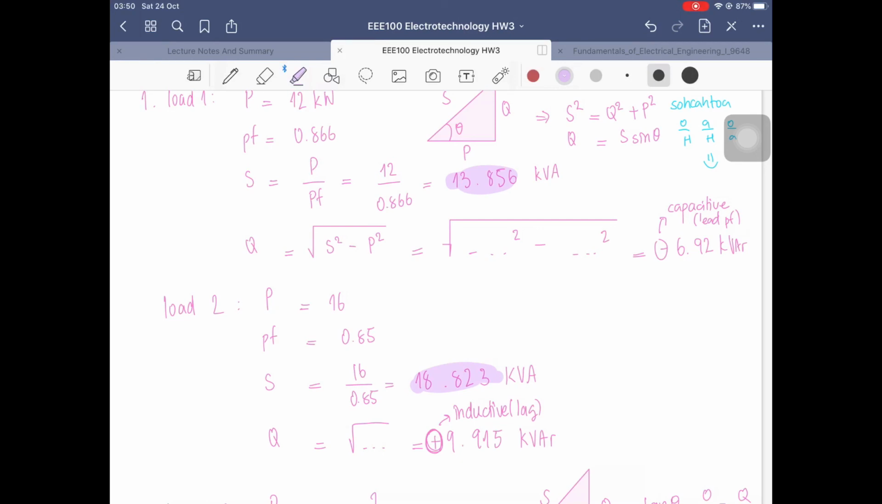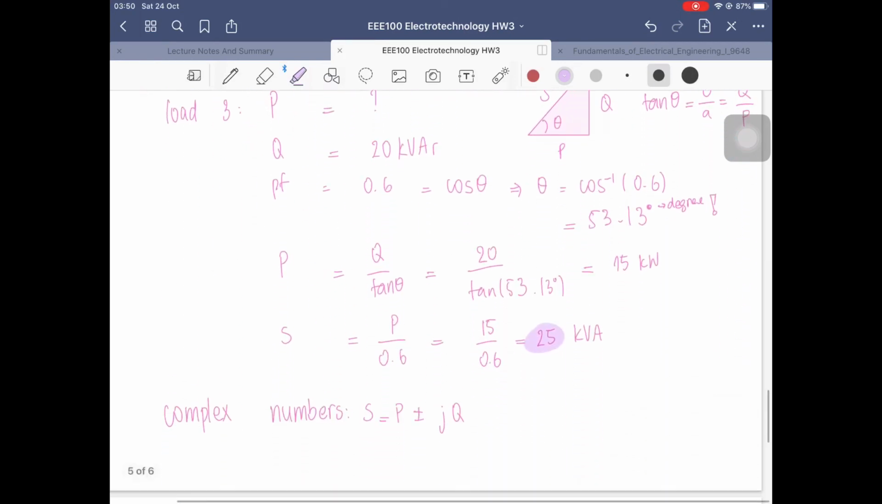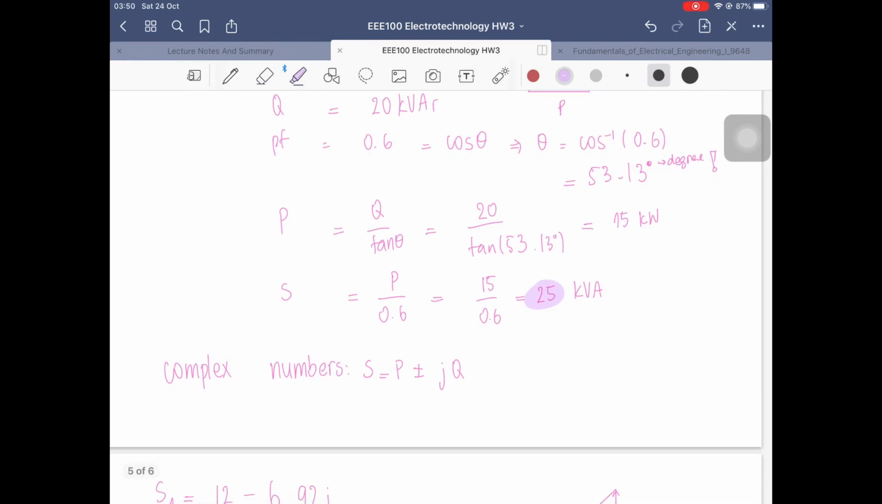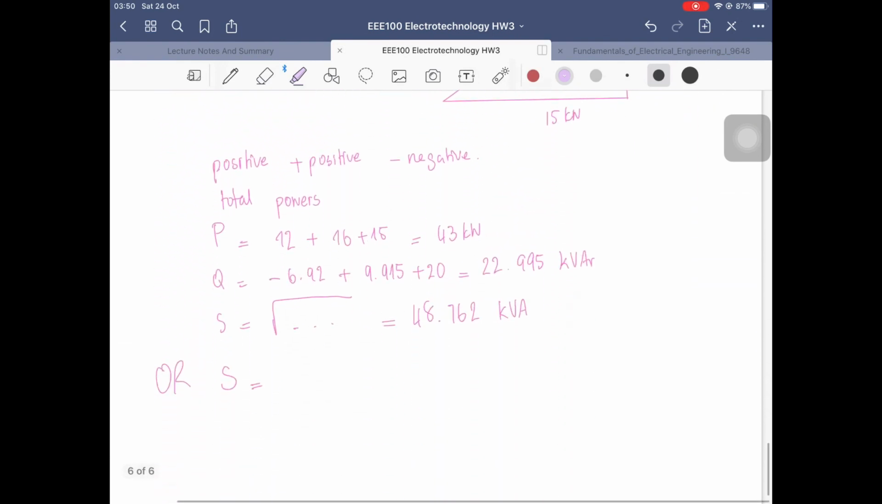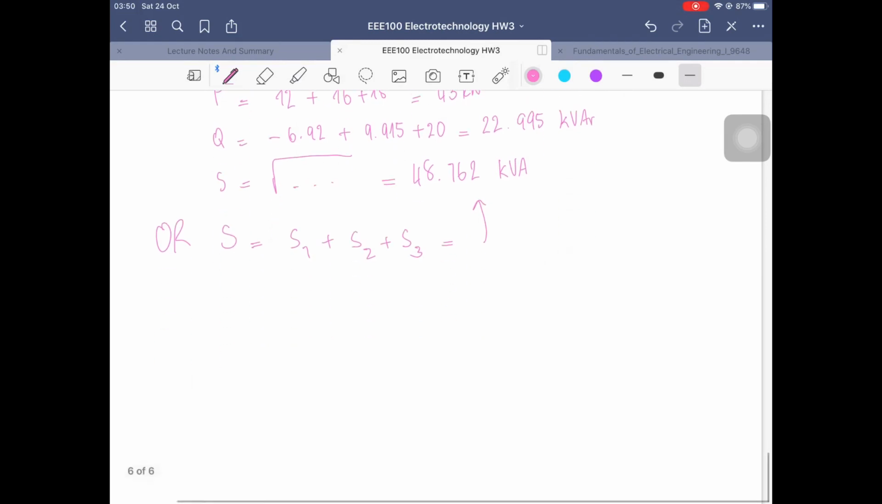So I'm just trying to say that it is a right triangle and S is the hypotenuse. You cannot just add and subtract as you wish. If you try the other way around, S1 plus S2 plus S3, you will not get the number, okay? So please don't add or subtract anything with the apparent power.